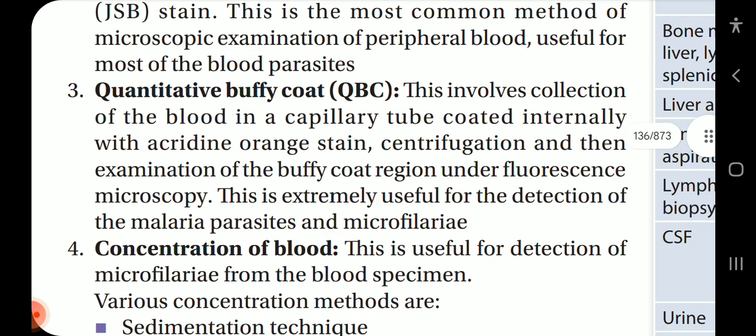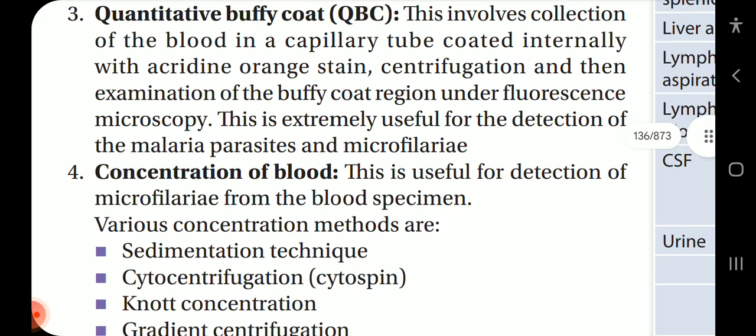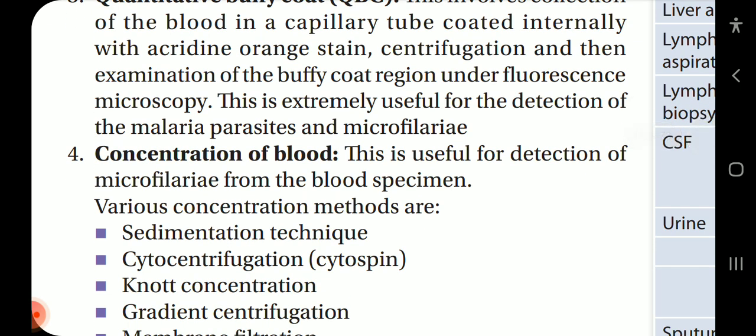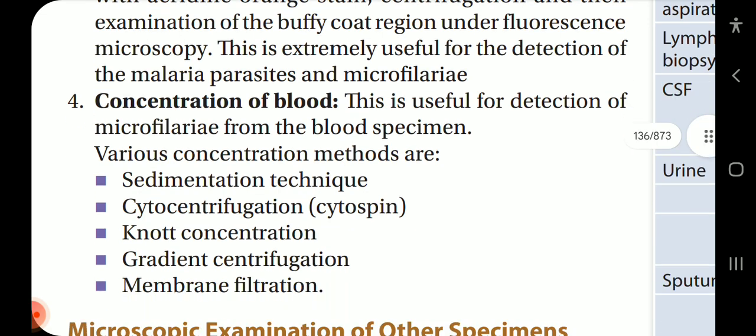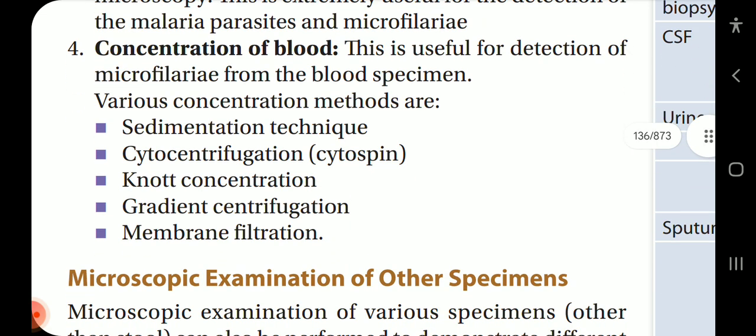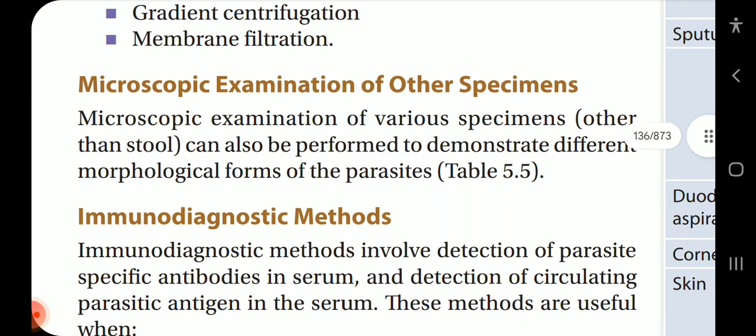Quantitative Buffy coat, QBC, involves collection of the blood in a capillary tube coated internally with acridine orange stain, centrifugation and then examination of the Buffy coat region under fluorescent microscopy. This is extremely useful for the detection of the malaria parasites and microfilariae. Concentration of blood is useful for detection of microfilariae from the blood specimen. Various concentration methods are sedimentation technique, cytocentrifugation, cytospin, Knott concentration, gradient centrifugation, and membrane filtration.